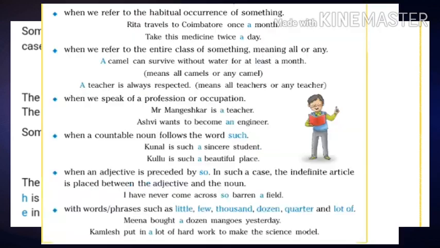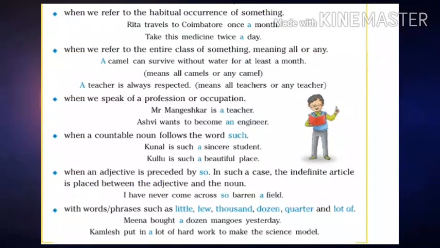Let's listen to the usages of indefinite articles. When we refer to the habitual occurrence of something. Example, Rita travels to Coimbatore once a month. When we refer to the entire class of something, meaning all or any. Example, a camel can survive without water for at least a month. Means all camels or any camel.